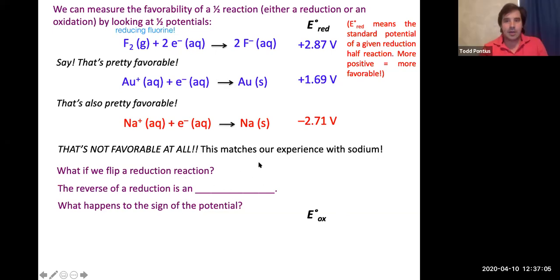All right, so what happens if we flip around a reaction? The reverse of a reduction is an oxidation reaction. If we flip around a reaction, we're doing the opposite process. So any thought as to what will happen to the voltage if we reverse a reaction and we're doing the opposite process? Any thoughts as to what will happen to the sign?